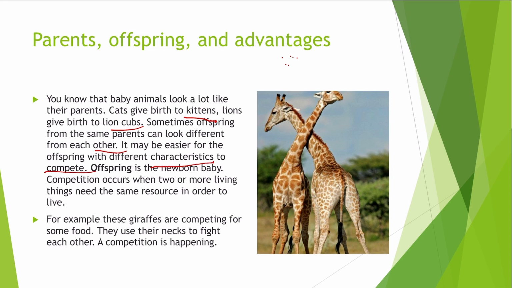What is an offspring? Well, offspring is the newborn. Now, competition occurs. Let's go for this example. You see 2 giraffes fighting, okay? For the same resource in order to live. They need food, so they need to get the food. So what happens? Competition is occurring. They are fighting by putting their necks against the other neck, and whoever wins gets to get the food. This is competition.